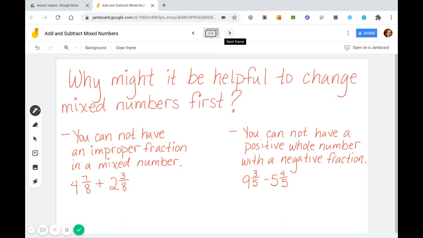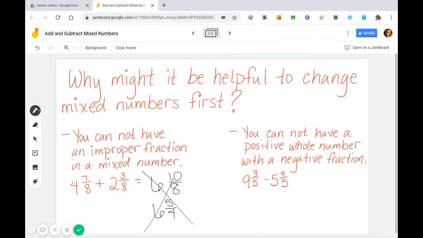So let's say we've already gone through the process of getting common denominators and all that. If I just keep this as is, 4 plus 2 is 6, keep the 8 on the bottom, 7/8 plus 3/8, 7 plus 3 is 10. Even if you reduce that and get 5 over 4, you cannot have an improper fraction within a mixed number. It just doesn't exist. You can't write your answer that way.